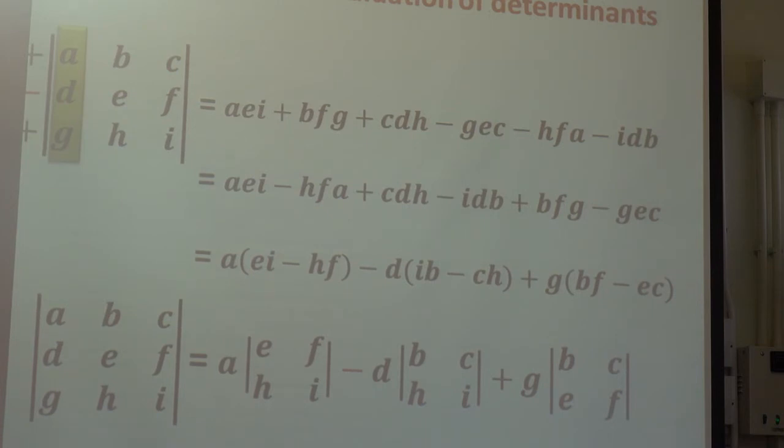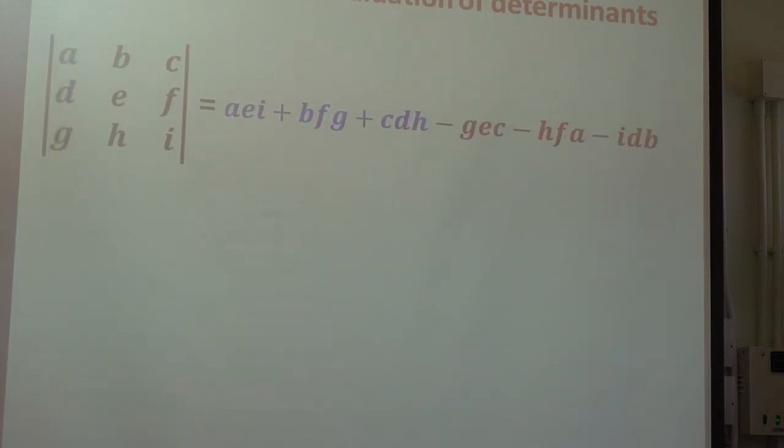Are these the only two rules that we can expand determinant? Think about it. Make a guess. Are these the only two approaches, taking the first row and taking the first column, and we can generate this one? No. We can do another arrangement like BFG, IDB, and then AEI, right? GEC, and then CDH, HFA. Can you see that? It's 6 terms.